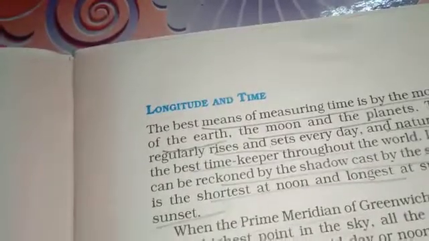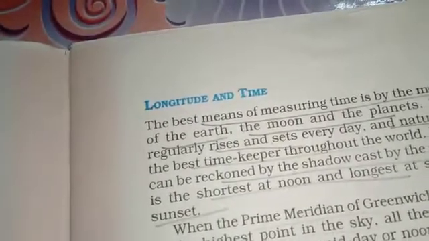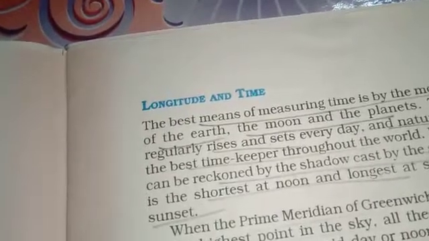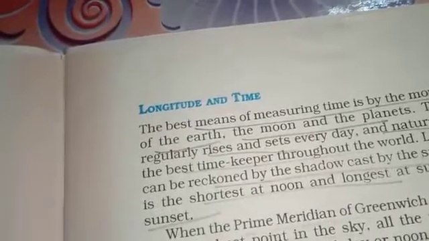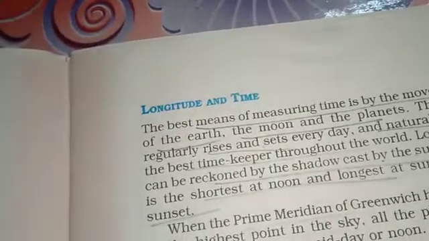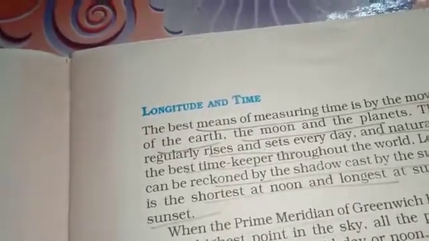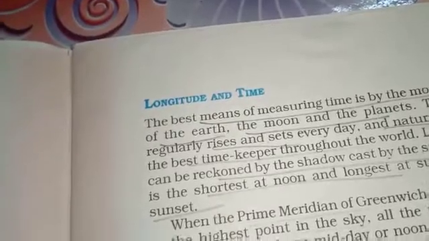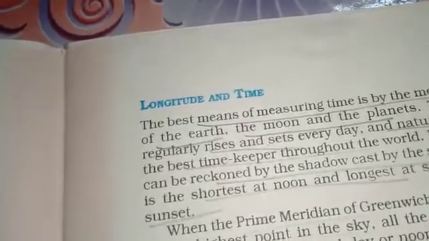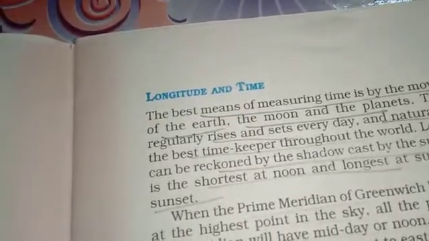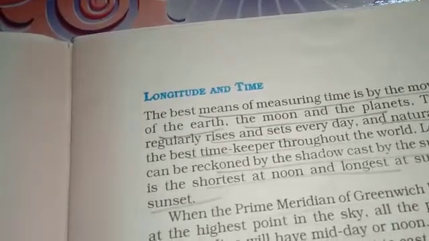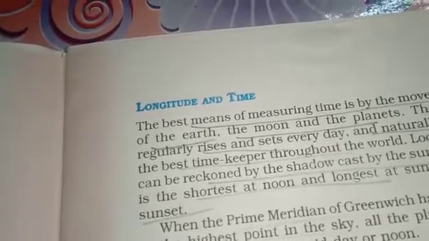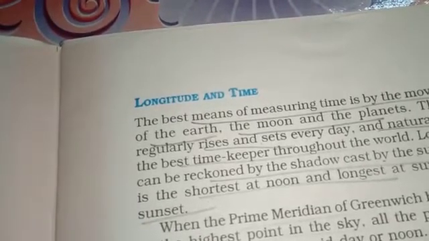And when it is moving, if you are standing looking toward the western side in the morning time, our shadow will be at the back of us. In the morning time our shadow will be behind us, and in the evening our shadow will be in front of us. That's why we can understand time very easily.